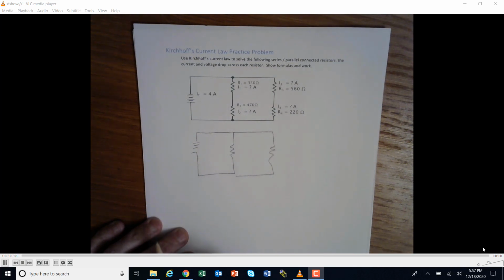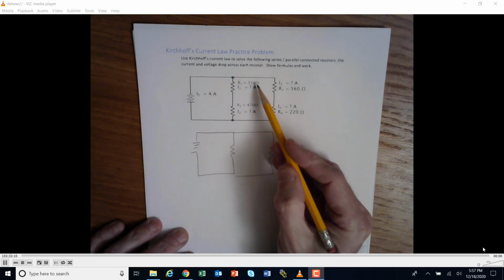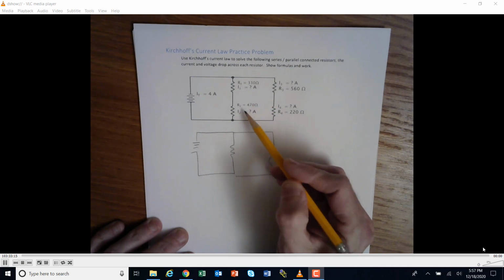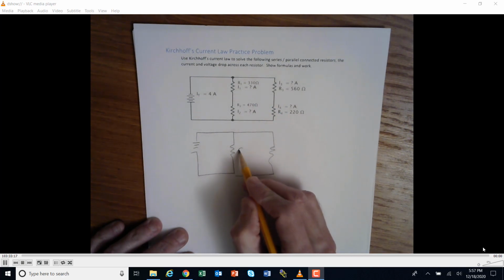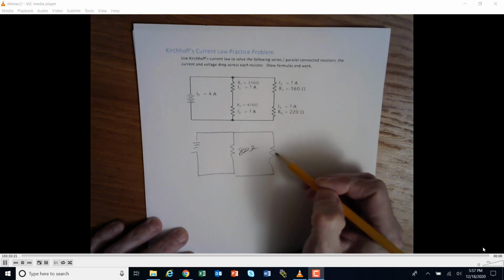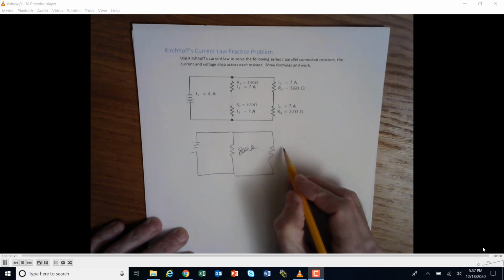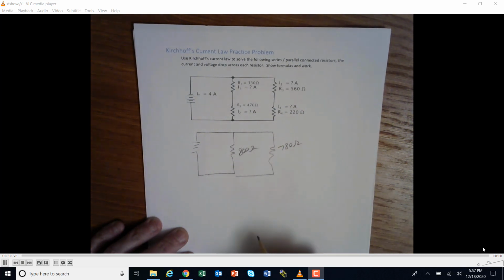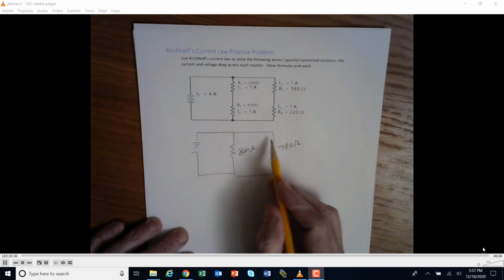If you remember, we had 330 ohms and 470 ohms, and they just add together. 330 plus 470 gave us our 800 ohms here. And these two added, because they're in series, to give us 560 plus 220, which gave us 780 ohms. The further reduction was then the parallel right here.